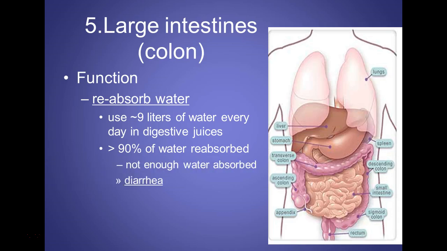If not enough water is absorbed, we have diarrhea. So when you have diarrhea, that means water is not being absorbed, which is why, when you have diarrhea, they tell you to drink a lot, because you don't want to get dehydrated. Okay, when too much water is absorbed, you're constipated.